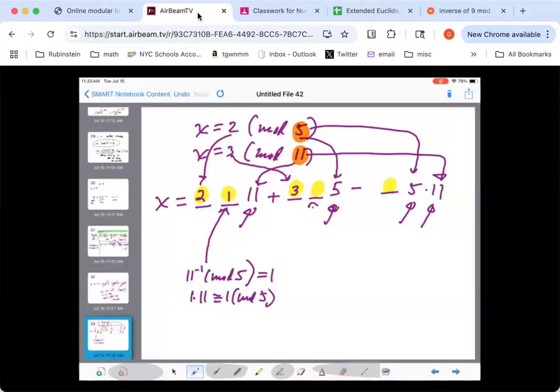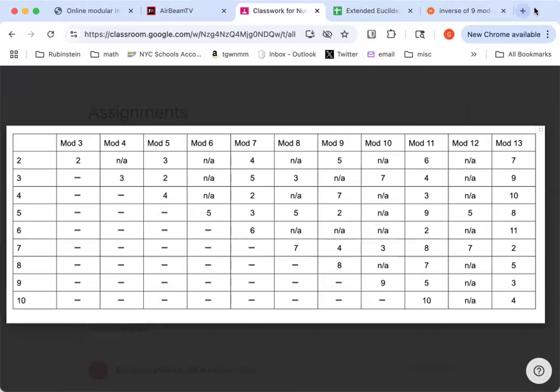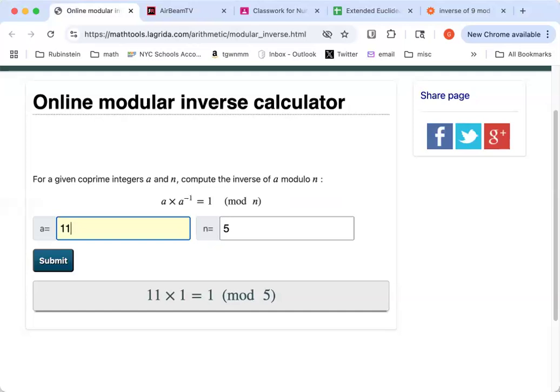In this one here, we're going to do the opposite, 5 inverse mod 11. Well, that is on the chart. 5 inverse mod 11 should be 9, because 5 times 9 is 45. Yeah, it's 9. Or we just switch the order. 5, 11. It's 9.